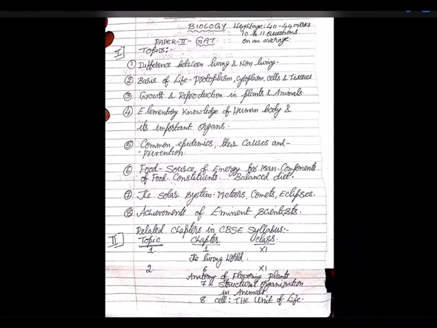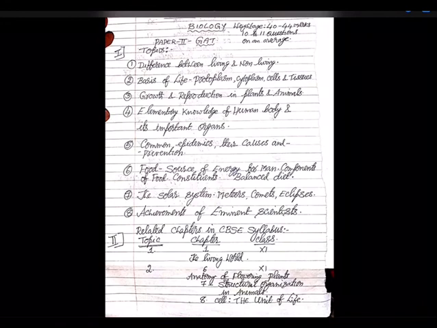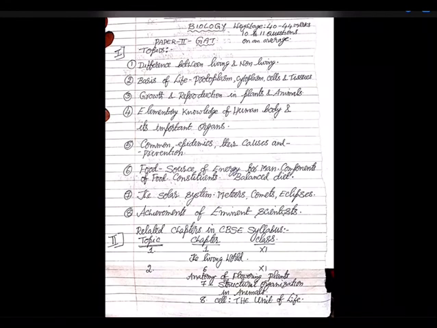And topic number 6, food: source of energy for man, components of food, constituents, balanced diet. I think this is related to chapter number 16 of class 11th, Digestion and Absorption. And also, if you recollect, in class 10th, the same topic is there, balanced diet. So you can focus on the class 10th topic also. And topic number 7 is related to, as I said, astrophysics of class 10th level. And finally, topic number 8, achievement of eminent scientists.